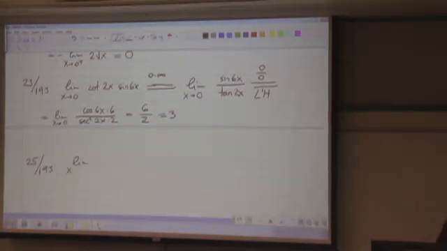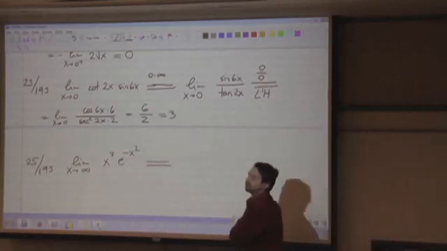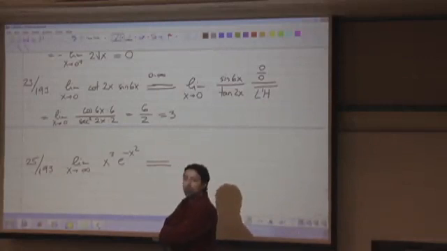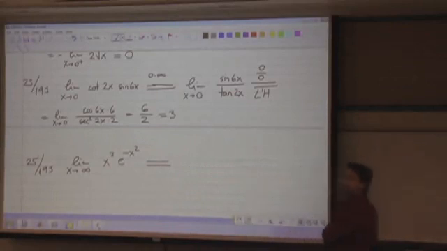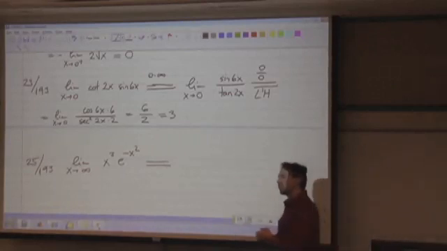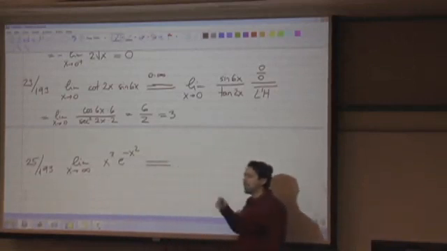The limit as x goes to infinity of x cubed times e to minus x squared. So what are we looking at? 0 times infinity, right? So one of them needs to be moved into the denominator. Which one should we move? The e to minus infinity is 0. Think about the graph. It's not e to the 0. X is infinity, so it's e to the minus infinity.